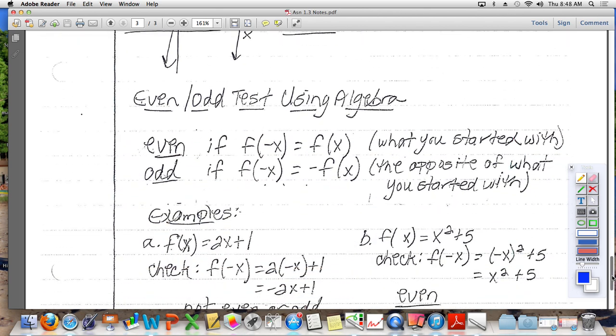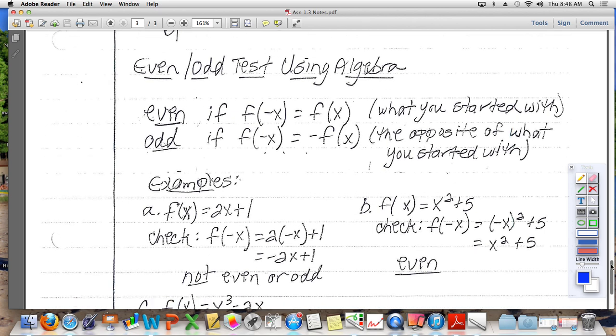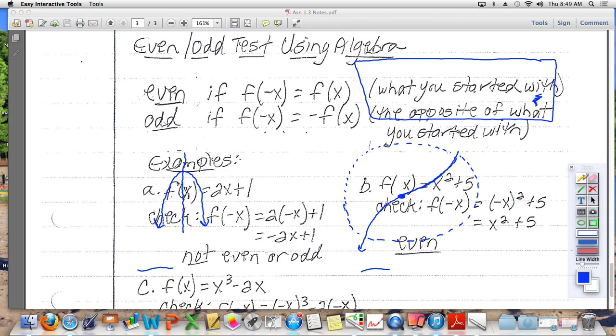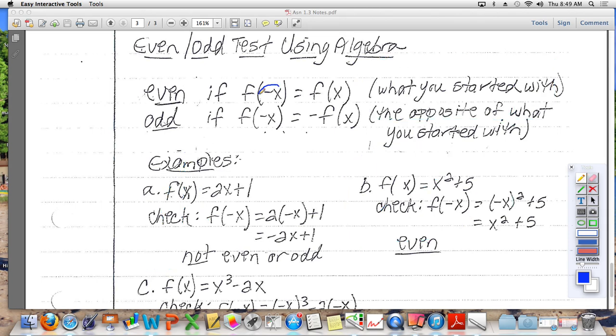So, even and odd test using algebra, and this is the part that I sometimes prefer to do because visualizing things sometimes is difficult. So, all right, even and odd test using algebra. A graph is even if, when you replace the x's in your function with a negative x, you get the original function back again.